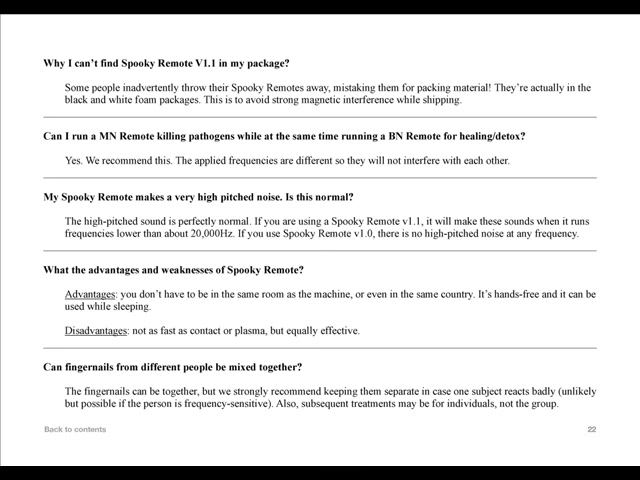In summary, use MN for short-term use killing pathogens, and BN for longer-term health support functions. Do you have to run the signal test every time you switch cables between Spooky hand cylinders and Spooky Remote? No. You may, however, wish to run a signal test if you swap Spooky Remotes between bio-north and magnetic north.